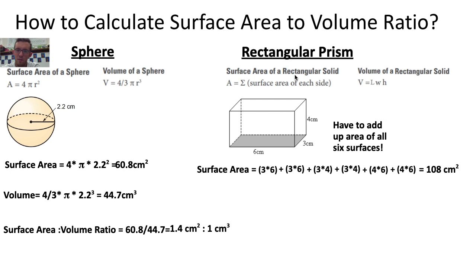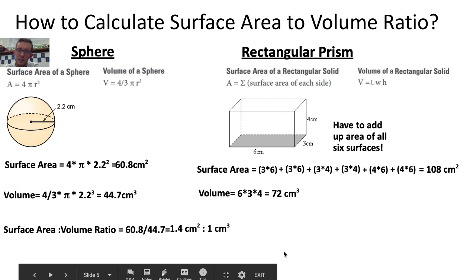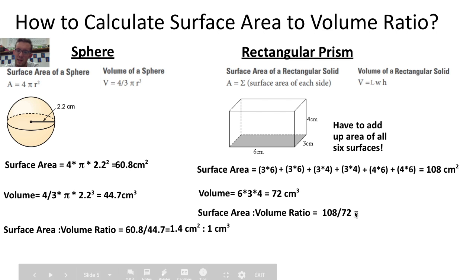Meanwhile, finding the volume of a rectangular prism is significantly easier. The volume of a rectangular prism is the length times the width times the height. In this case, 6 times 3 times 4, which would give you 72 centimeters cubed. So the surface area to volume ratio of this rectangular prism would be 108 square centimeters to 72 cubic centimeters, which would reduce to 1.5 square centimeters for every 1 cubic centimeter.